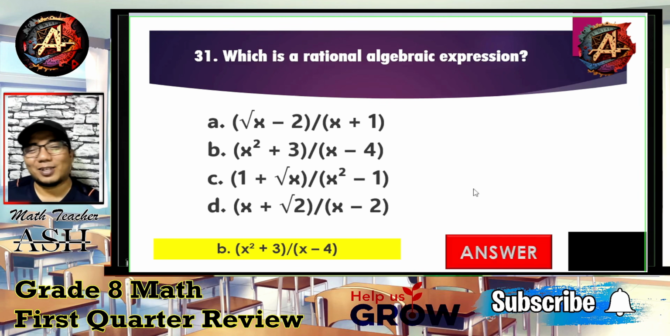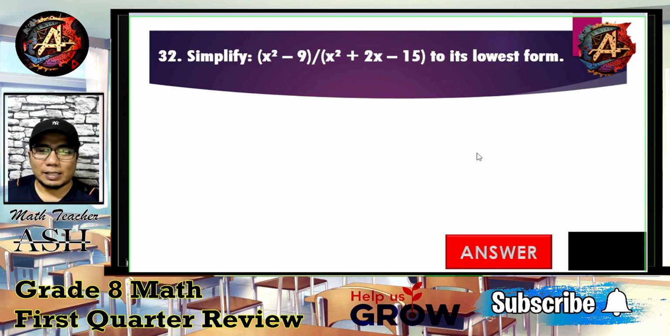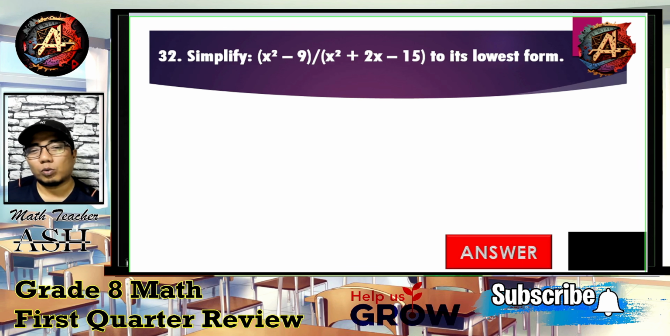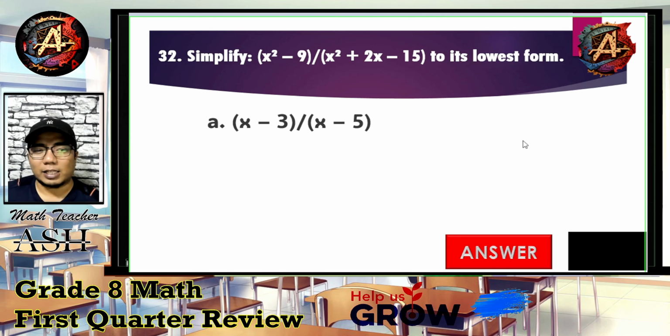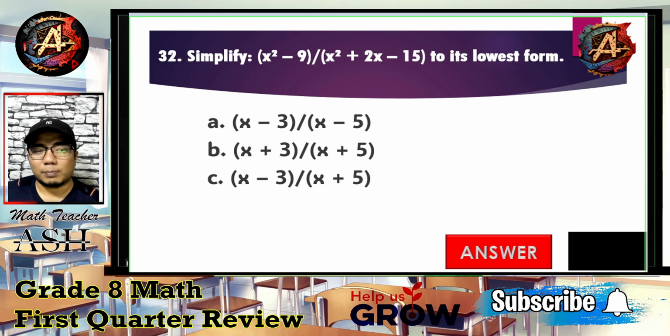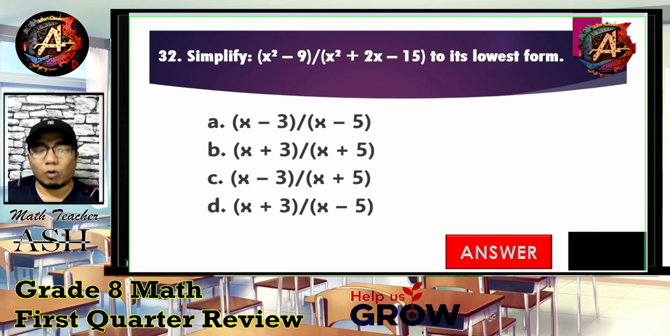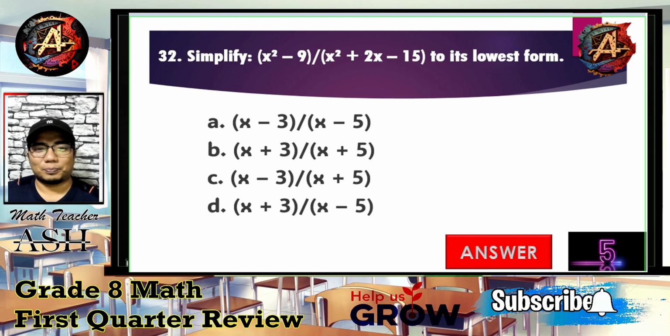Alright, my dear math learners. Now, let us go to question number 32. Simplify x squared minus 9 over x squared plus 2x minus 15 to its lowest form. Is it A, x minus 3 over x minus 5, B, x plus 3 over x plus 5, C, x minus 3 over x plus 5, or letter D, x plus 3 over x minus 5? I'll give you 5 seconds to think about your answer.